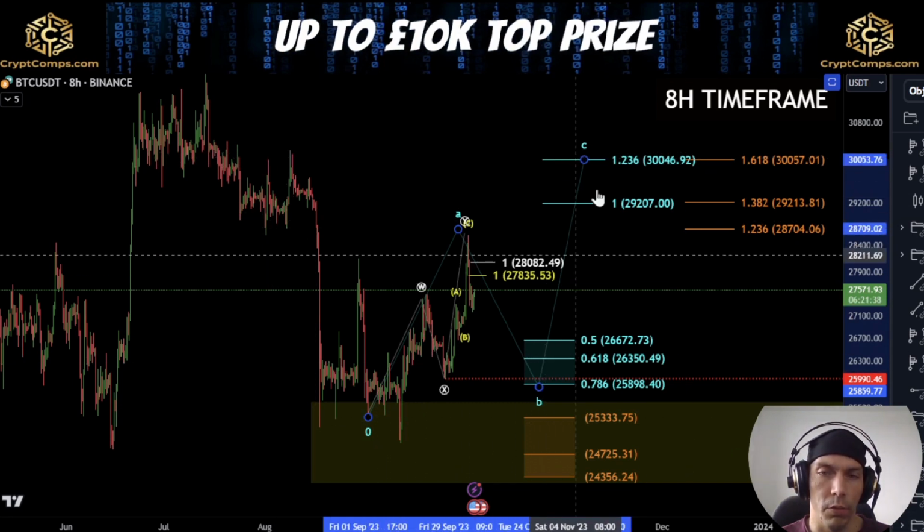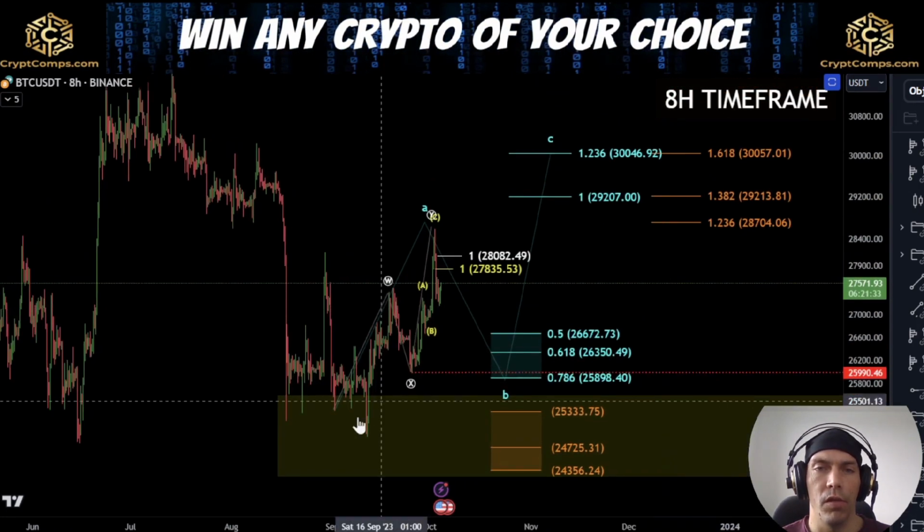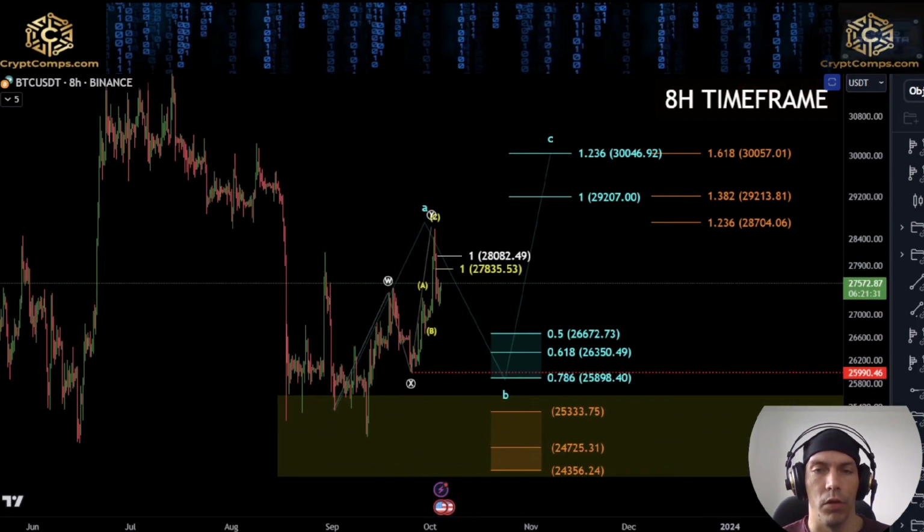So just looking out for this potential that if we do continue to hold this blue box area, we could see something like this play out, where we see the C wave starting to develop.